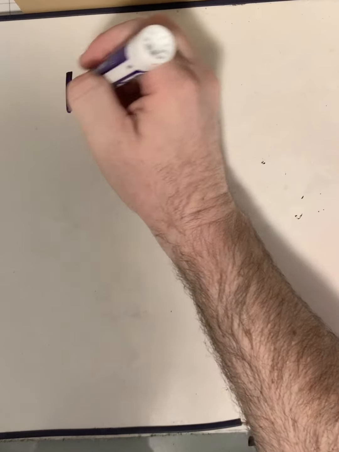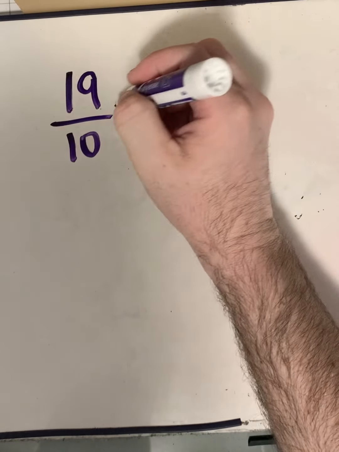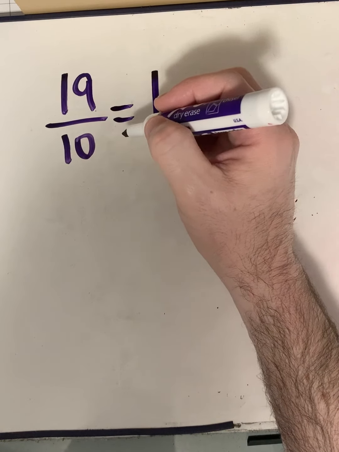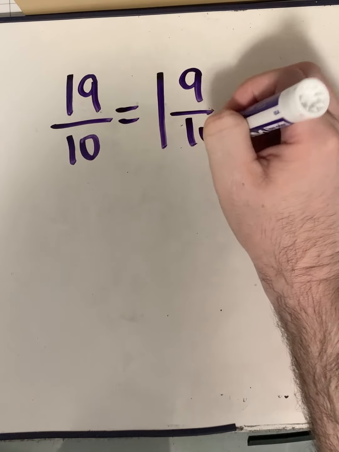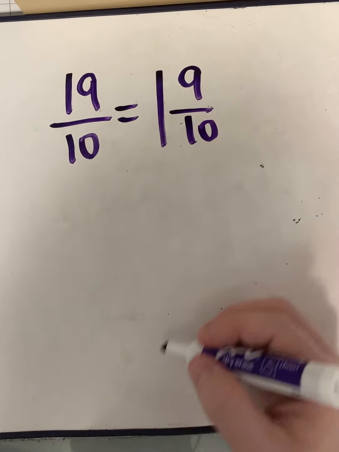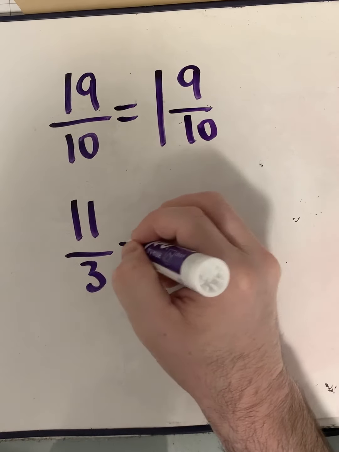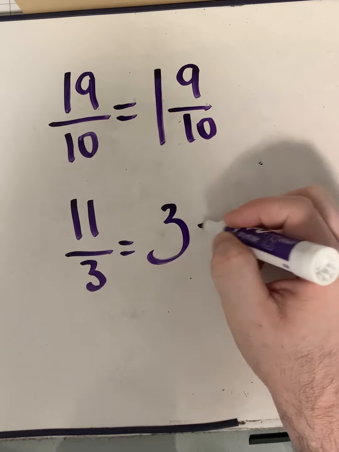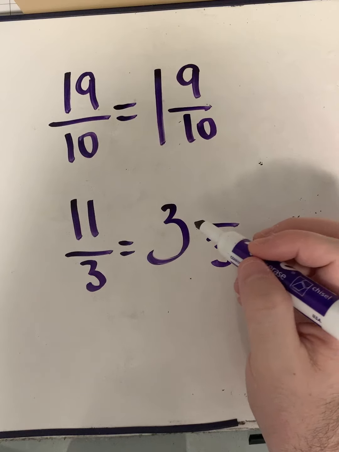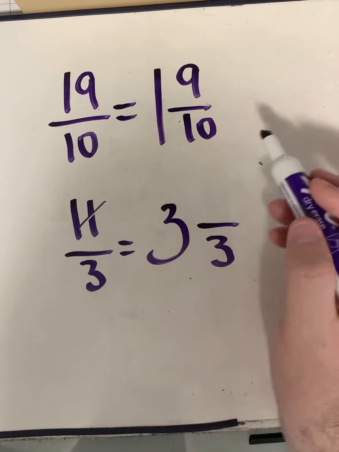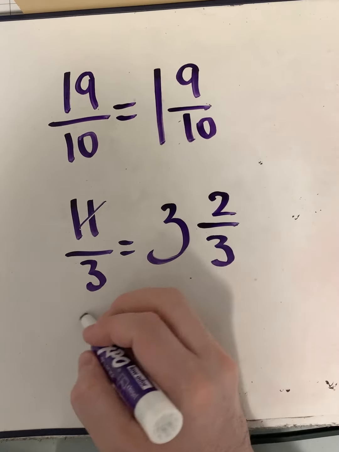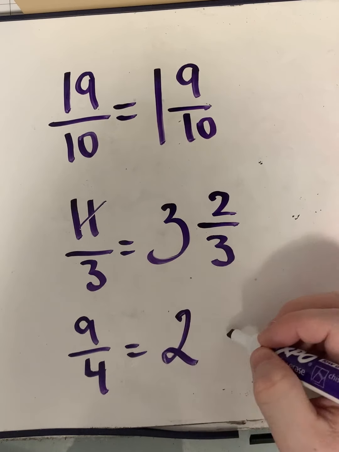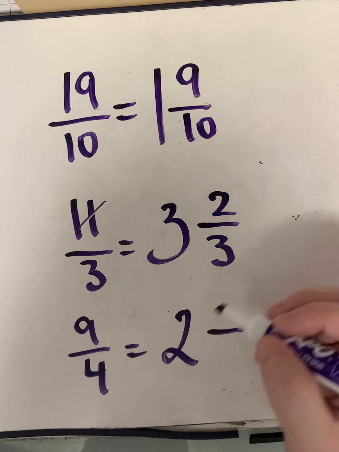My first one was 19 over 10. How many times does 10 go into 19? Once. What do I have left over? 9 over 10. So 1 and 9 over 10. The second one was 11 over 3. How many times does 3 go into 11? 3, 6, 9. 3 times. What's left over? 11 minus 9 is 2. And the last one, 9 over 4. I think we did this one earlier. We know it's 2. And what's left over? 1 over 4.